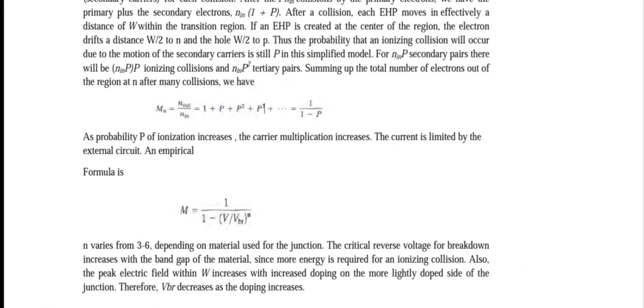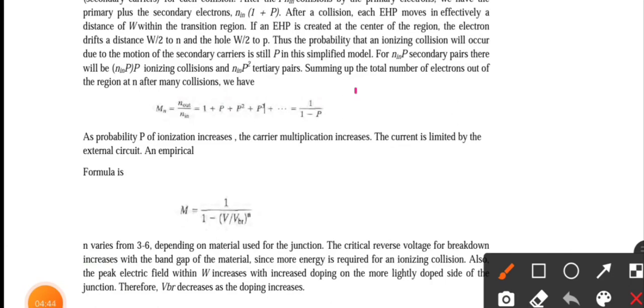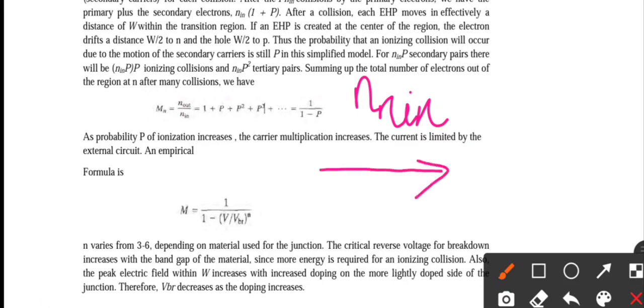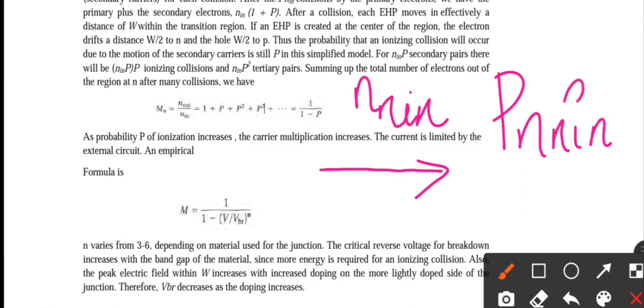Suppose we have n_in number of electrons entering from the P side. If these n_in electrons each have equal probability P of colliding with the crystal lattice, then there will be P times n_in ionizing collisions, and an electron hole pair for each collision. So each collision will result in one electron hole pair.